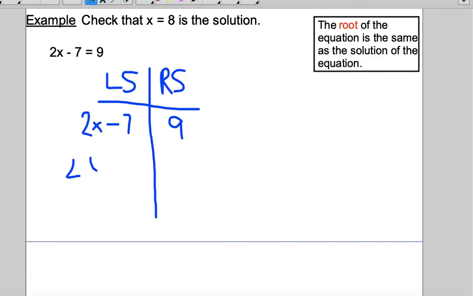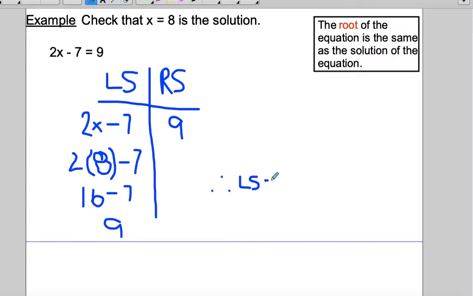Here it says the solution is 8, so we're going to substitute in 8 for the x. I'm not sure why this is not writing very well right now. Multiply that out, 16 minus 7, and then 16 minus 7 equals 9. So therefore it's confirmed that left side is equal to the right side.